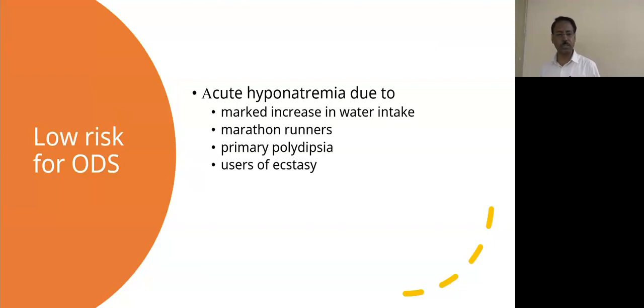Patients who are at a low risk are those with acute hyponatremia due to a marked increase in water intake: marathon runners, primary polydipsia, users of ecstasy. These are causes of acute hyponatremia, which are usually reversible. So you're looking at reversibility. The ones which are chronic are generally resistant to quick reversibility.